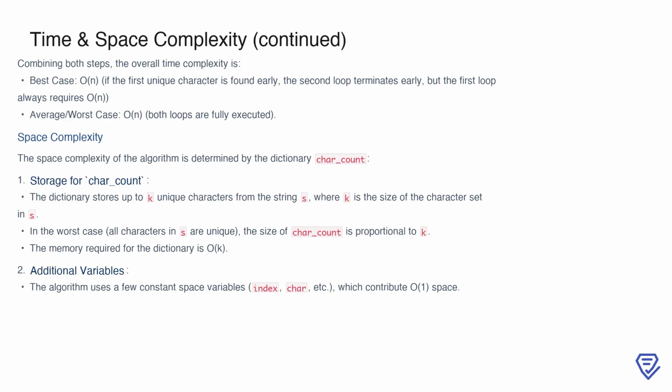Now, looking at the space complexity, the main factor is the dictionary char_count, which is used to store the frequency of characters. This dictionary can grow up to a size proportional to k, where k is the number of unique characters in the string. In the worst case, if all the characters in the string are unique, the dictionary's size becomes proportional to k. Thus, the memory required for char_count is O(k).